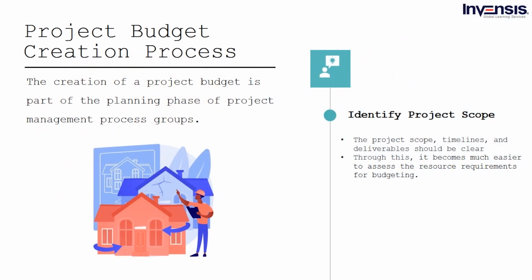The first step is to identify the project scope. The planning phase of project management process groups includes the preparation of a project budget. The procedure to create your own project budget is outlined here.